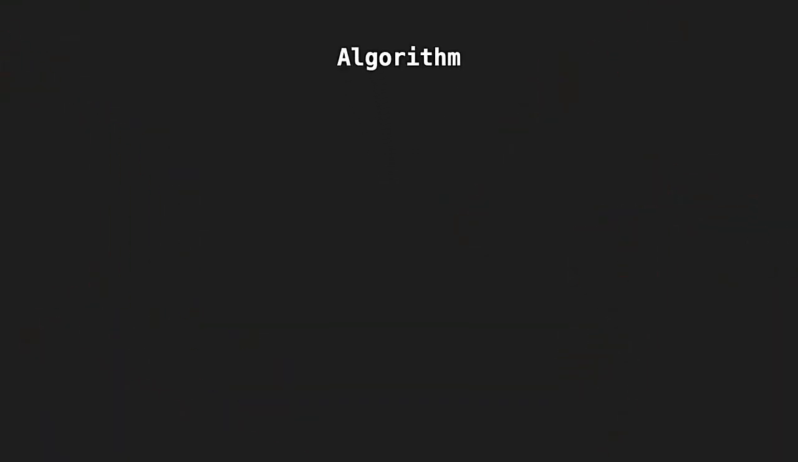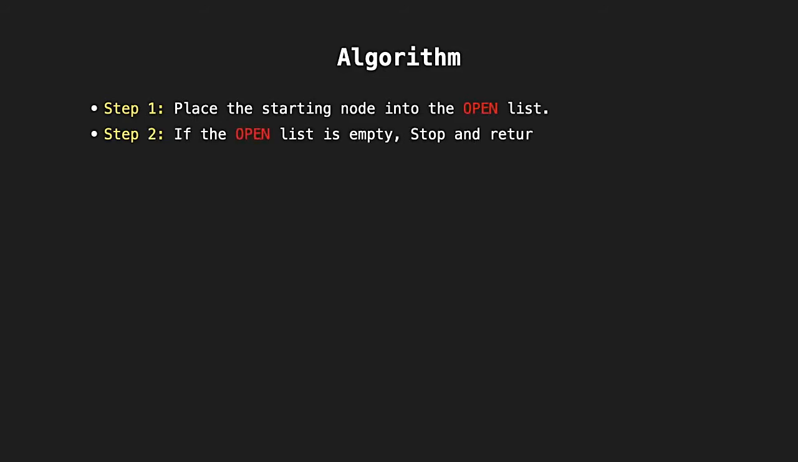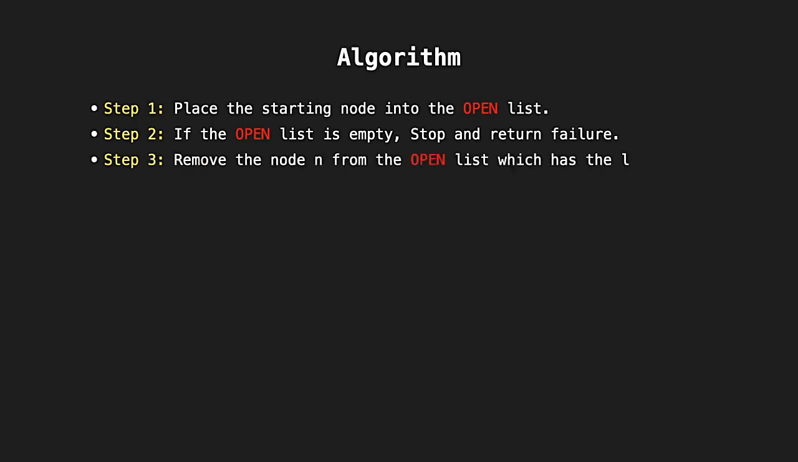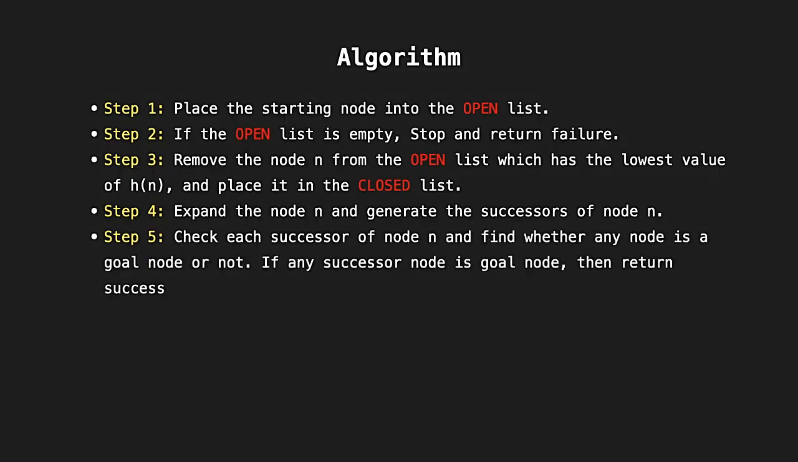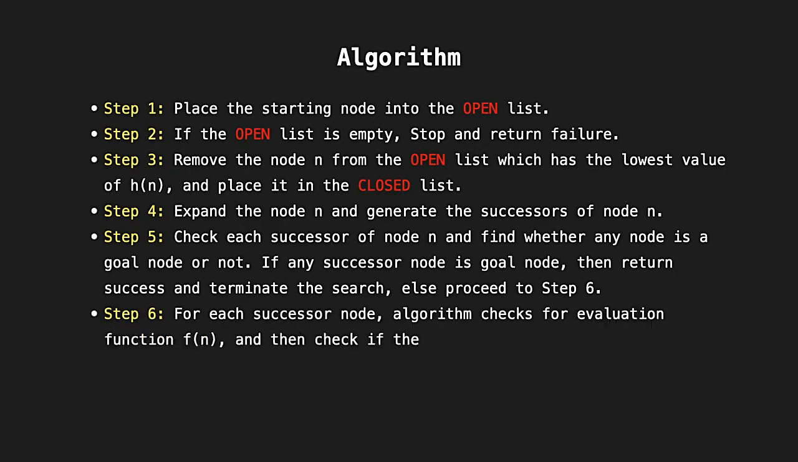Now let's look at the algorithm. Step 1. We place the start node in the open list. Step 2. If the open list is empty, we stop and return failure. Step 3. We remove the node with the lowest h of n value from the open list and place it in the closed list. Step 4. We expand this node and generate its successors. Step 5. We check the successors to see if any is the goal node. If any node is the goal node, return success, else proceed.